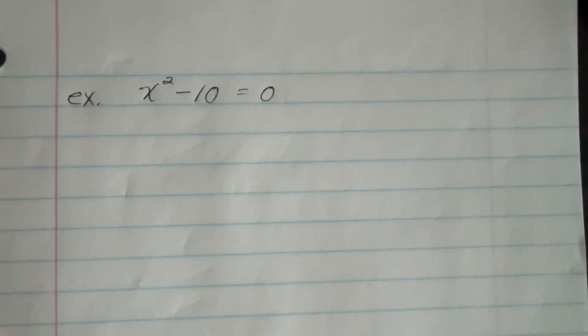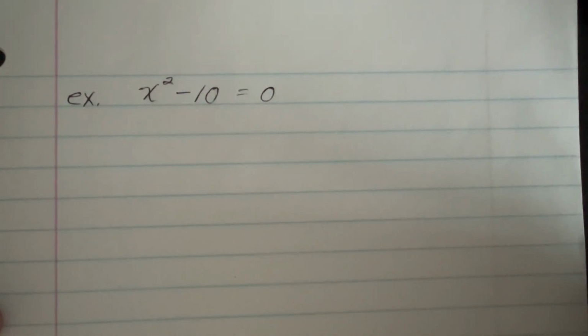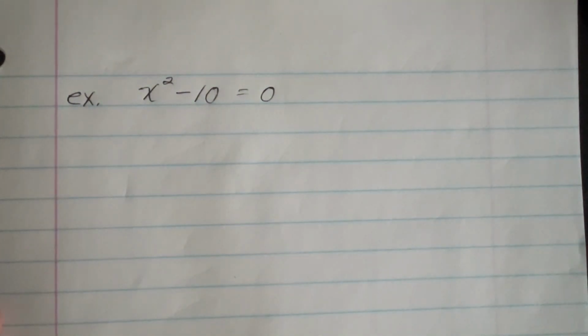Okay, x squared minus 10 equals 0. All right. So you are also going to get some of those not so perfect answers, okay? When that happens, you can still take the square root, because if you were to use the quadratic formula on this, you're going to get the same result.